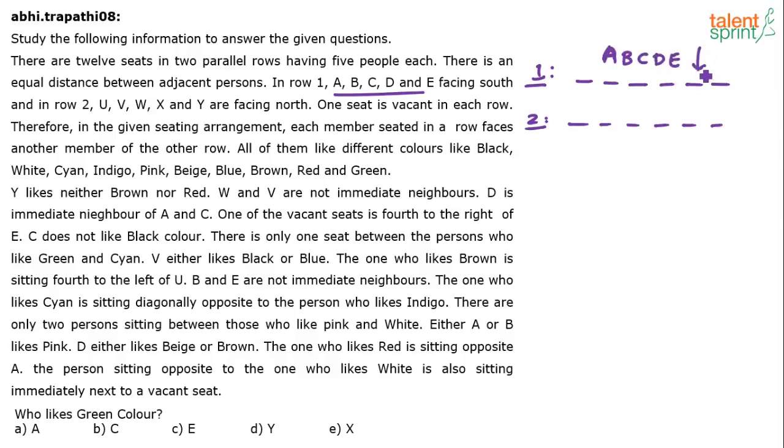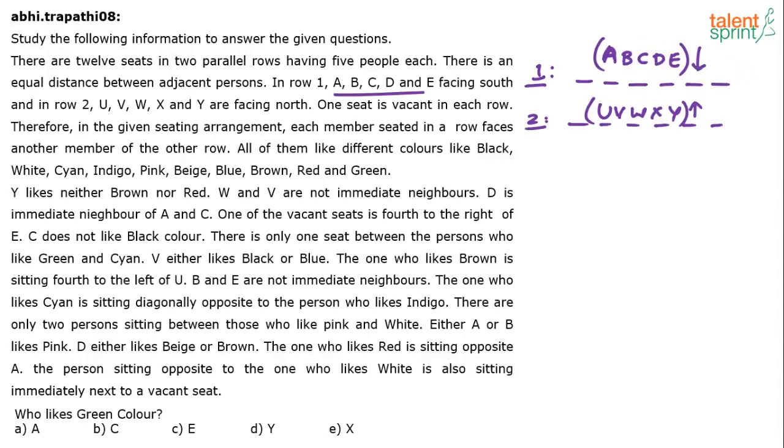In row 1, all of them are facing south. Who are the candidates in row 2? U, V, W, X, Y. All of them are facing north. In some fashion there, and in each row there is a vacant seat. So we'll represent the vacant seat with a dot. In each row there is a vacant seat, right?